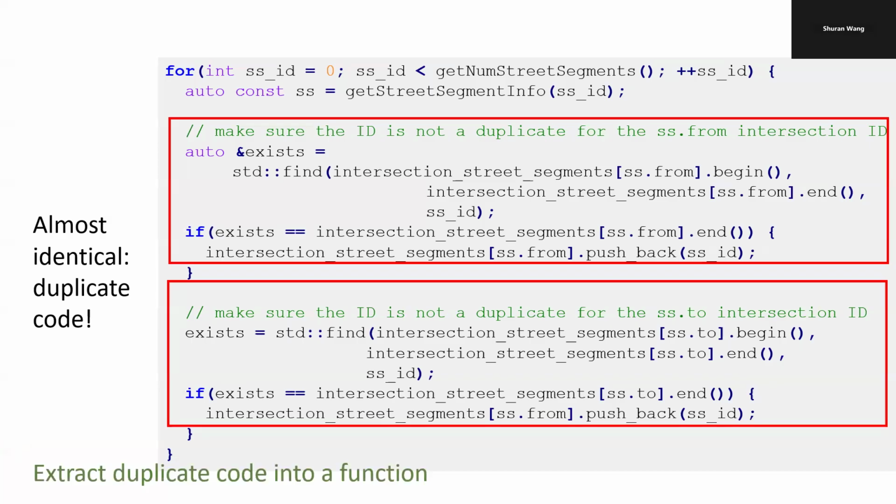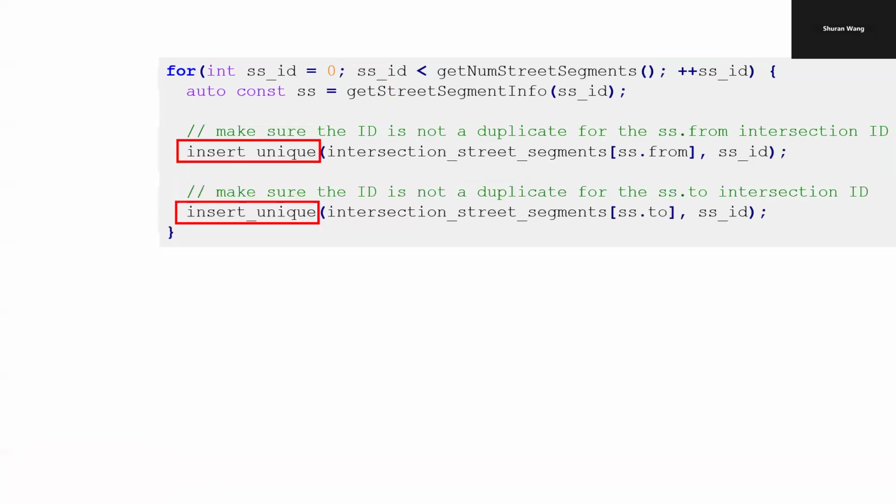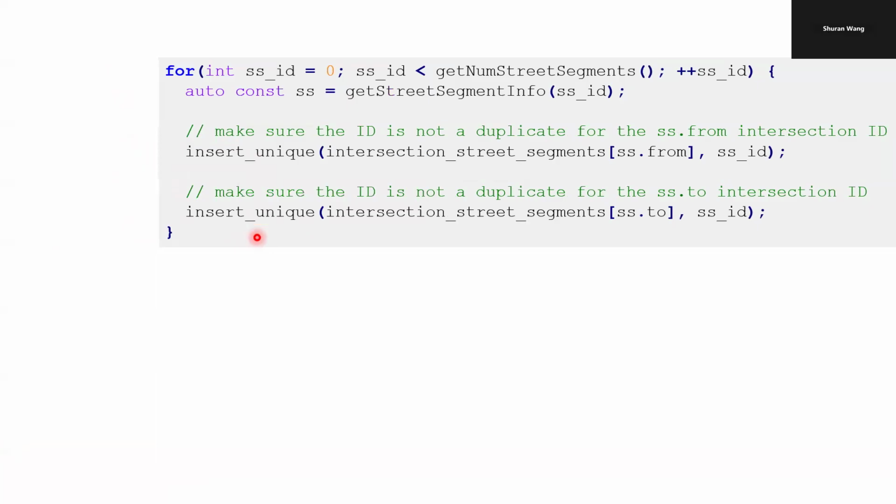So we want to extract the duplicate code into a function and call the function twice with different parameters. So after extracting those into a function called insert unique, this for loop has two calls to the function now. Do we have to do something to the comments after the change?